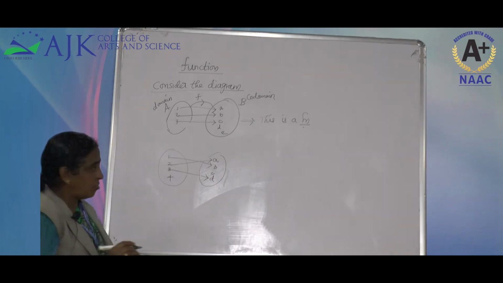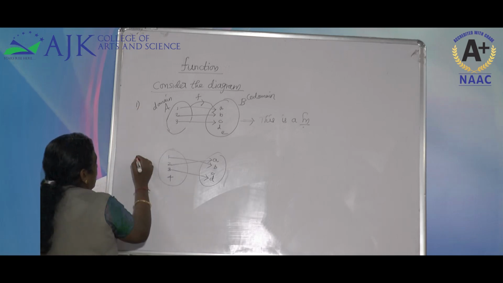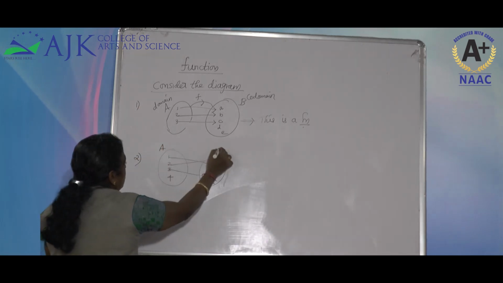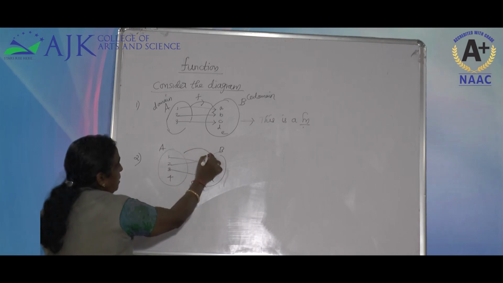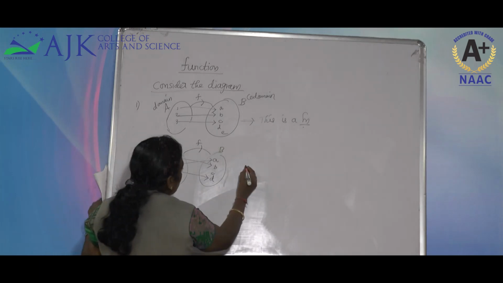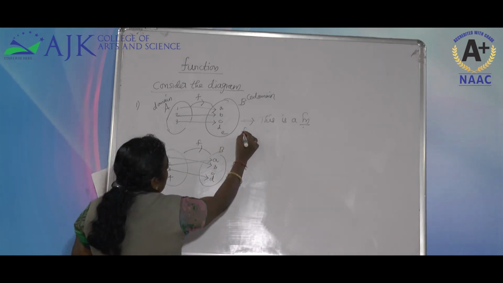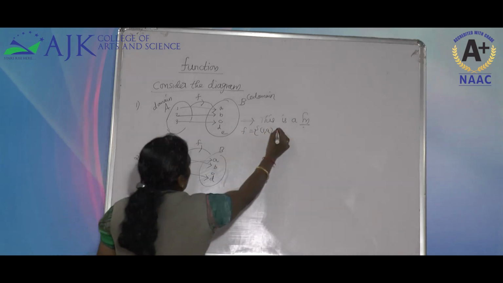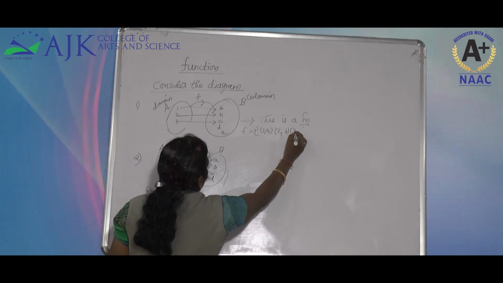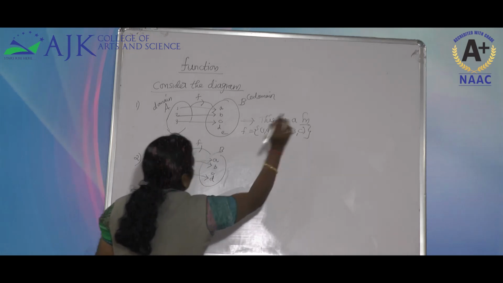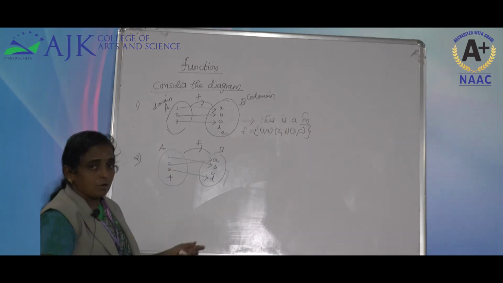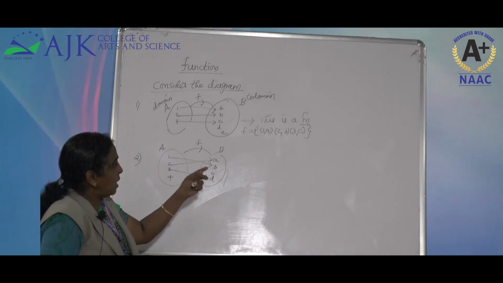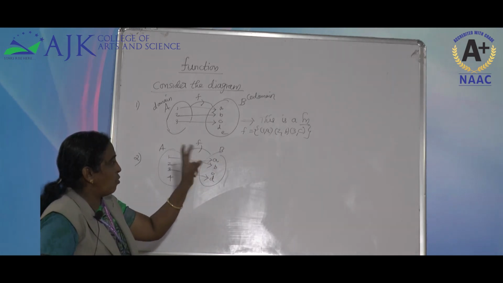Okay, consider this diagram. This is the first diagram. Second diagram, A to B mapping. So for this one, we can say F of 1 is A, 2 is B, 3 is C. This is a function. 1, 2, 3 are the elements in the domain. A, B, C are elements in the codomain.